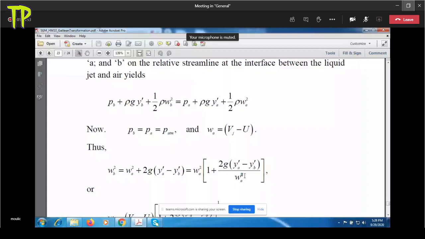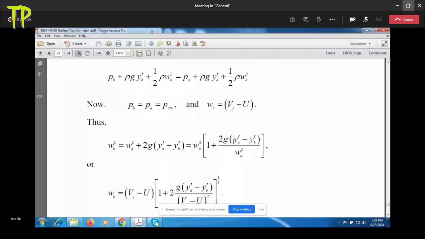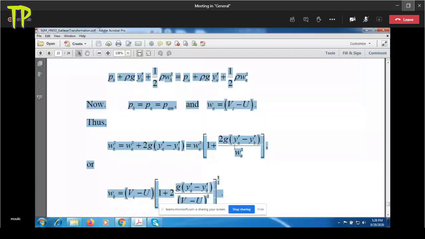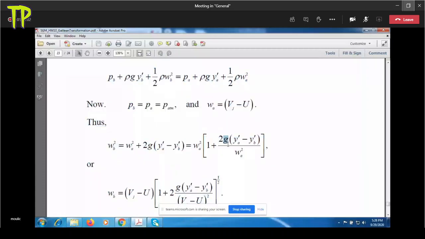Meter square per second square. What are the units? Meter square per second square. g is meter per second square, and h is meters, so the numerator is meter per second whole square. So this is dimensionless. It must be the case, because the left hand side is WB square and the right hand side is WA square. So this entire quantity in parentheses has to be dimensionless.